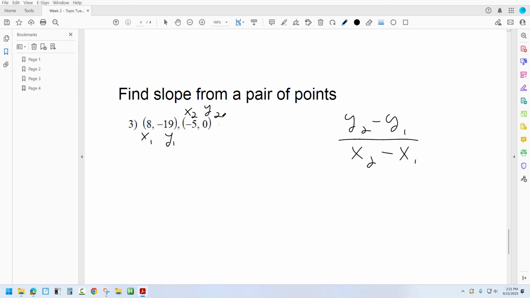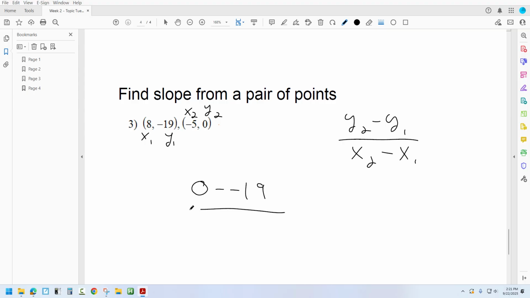Okay, let's fill them in and see what happens. Y2 is 0. Y1 is negative 19. Be careful when you fill it in because you've got a minus right here from the formula, and you've got another minus because it's a negative 19. So that's going to turn into addition.